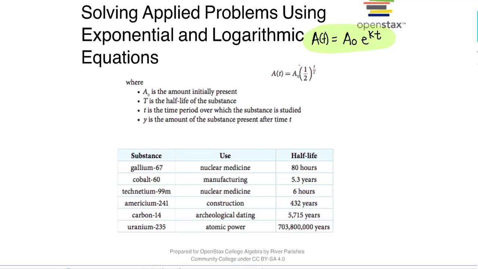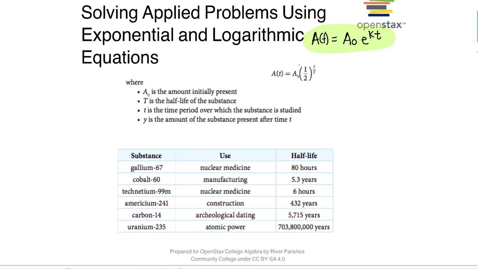And so you can use that to set up the equation, and then you can solve it. Okay, so looking at this one, we have a of t equals a sub 0 times 1/2 to the t over T. That is a lowercase t over uppercase T. A sub 0 is the amount initially present. T is the half-life of the substance. t, lowercase, is the time period over which the substance is studied, and a of t is the amount of substance present after that time.